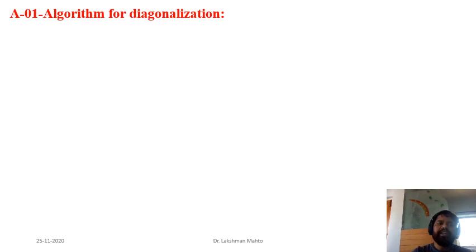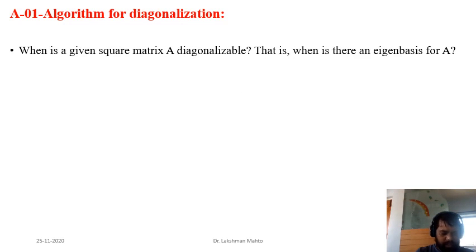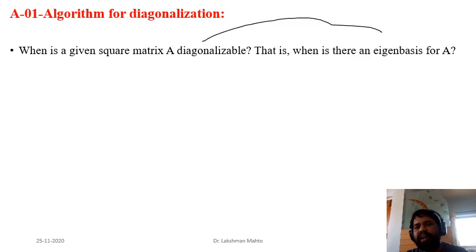Okay, now I'm coming to the main part of this lecture, which we call spectral decomposition. What is that? I will talk in detail. But before going to spectral decomposition, I would like to take a few examples and a few questions that arise from diagonalization. When is a given square matrix diagonalizable? That is a simple question.